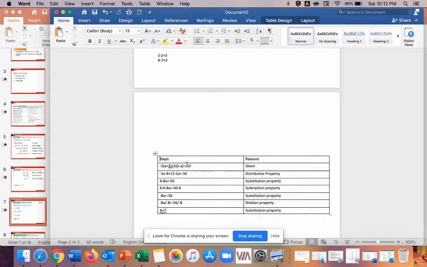Okay. So the first thing I did was I wrote given, because that's what you're given. Distributed, substituted, combined my like terms. Subtracted. For the subtraction property, I subtracted 6 from both sides, and then I divided by 8 on both sides, and I got A equals 7. All right.